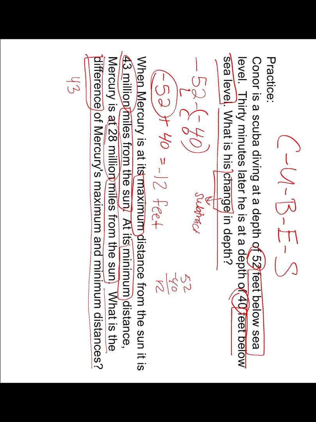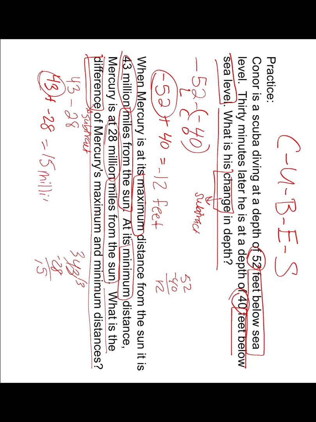So they want to know maximum minus your minimum because difference is telling us what we need to subtract. So 43 minus 28. Leave, change, opposite. 43 plus negative 28. Circle your bigger number. Subtract. 15. 43 is positive, 15 is going to be positive, so 15 million miles is the difference. Okay, so that ends your subtracting integers portion of the notes.